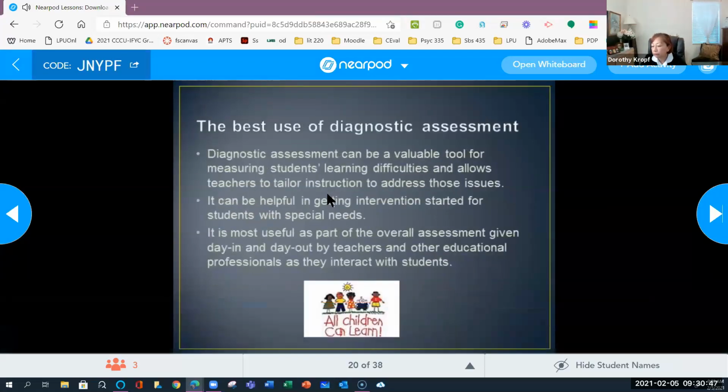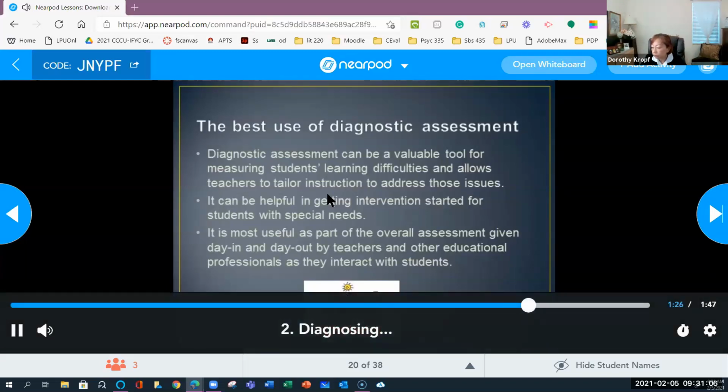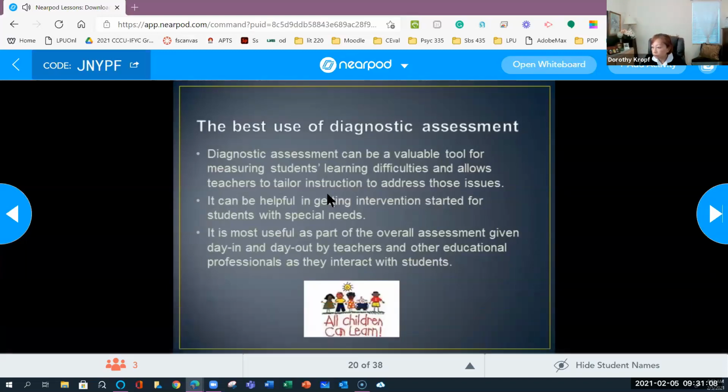So in conclusion, what would be the best use of diagnostic assessment? I think diagnostic assessment is a useful tool for getting a snapshot of the abilities of students so that a teacher may better know how to work with them. I think it can be very useful in getting more attention and intervention to those who need it. But I do not think that the results of diagnostic assessment should be considered alone, but rather in the context of the ongoing assessment that teachers and other educational professionals perform as they interact with their students.